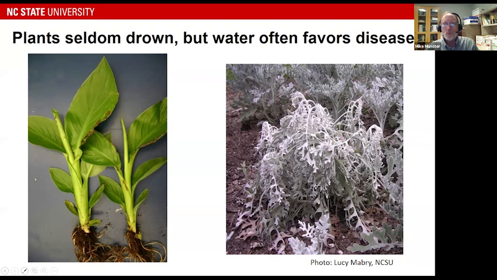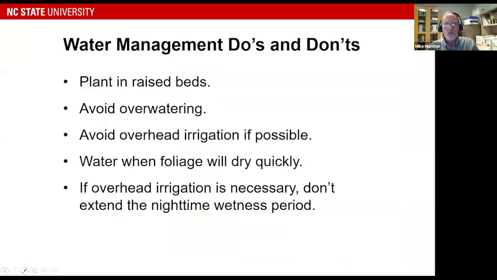That said, what do we want to do when we think about managing water? So there are a few do's and don'ts. One is plant in raised beds. This is a huge benefit to being able to get good drainage, not have excess water, and have fewer problems with things like Phytophthora and Pythium. Avoid overwatering and avoid overhead irrigation if possible. If that's not possible, then we'll refer you to the fourth and fifth points.